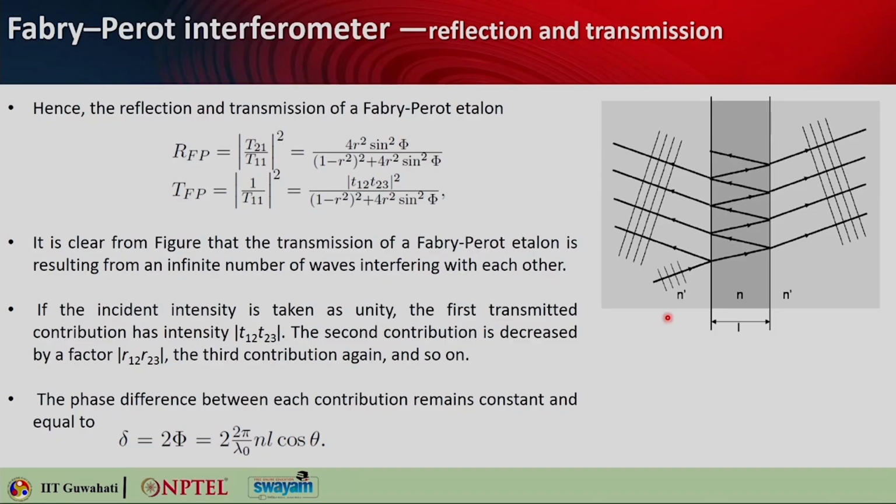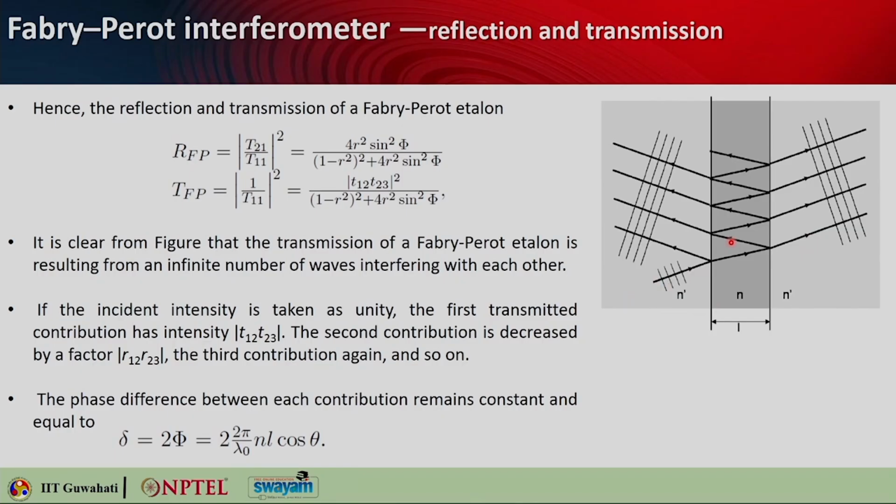Okay, clear? Now, why is this important? This particular Fabry-Perot interferometer has a lot of applications. Even in a laser cavity you have a Fabry-Perot interferometer. So here what is happening? If the incident intensity is taken as unity, the first transmitted intensity will have the value of T12, that is the transmission here, and then whatever you are getting here is T12 times the transmission coefficient of this interface, that is T23. So this value becomes T12 times T23.